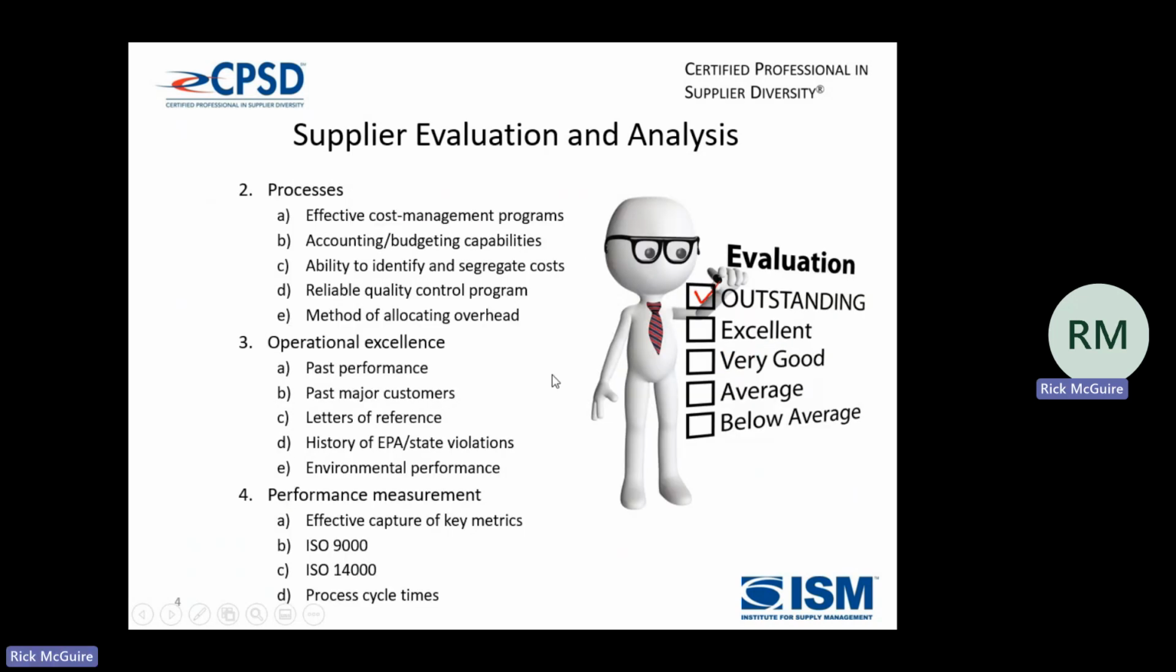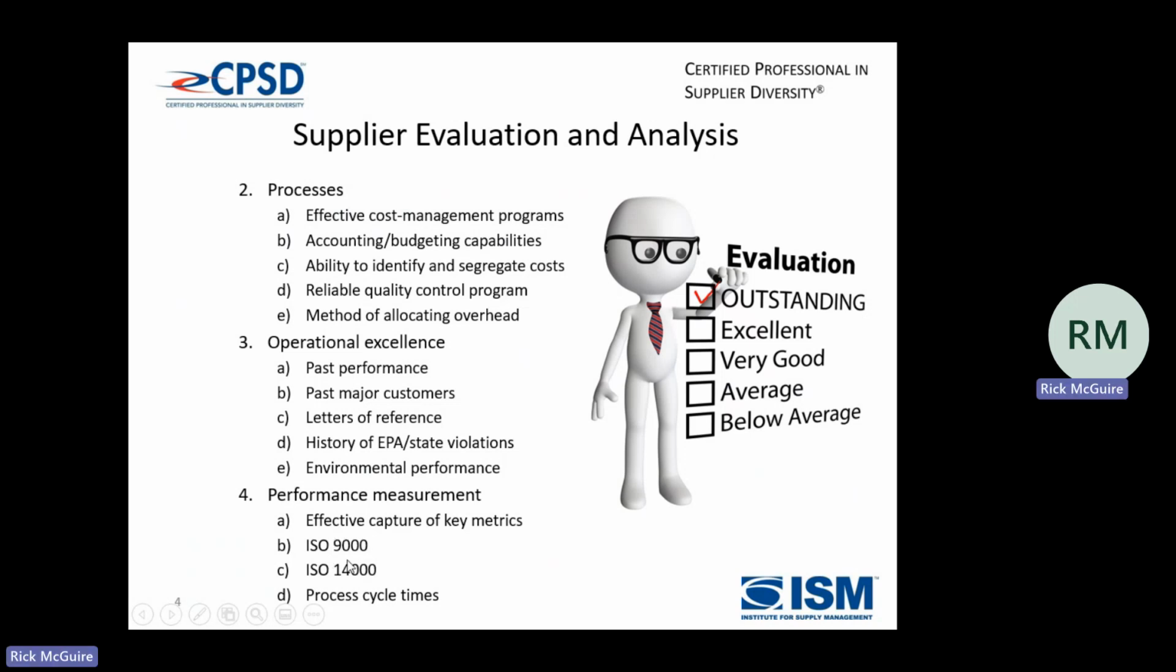You can also look at processes: effective cost management programs, accounting, budgeting capabilities, ability to identify and segregate costs, reliable quality control, and how they allocate overhead. And then you can look at operational excellence: past performance, past major customers, letters of reference, history of any government violations, and environmental performance. And then performance measurement, key metrics.